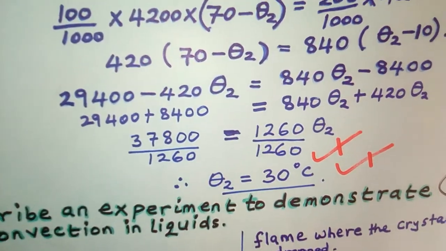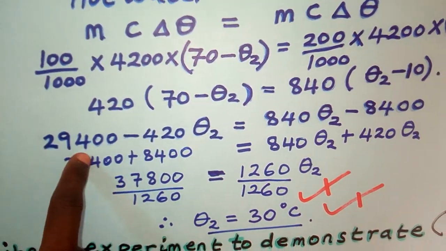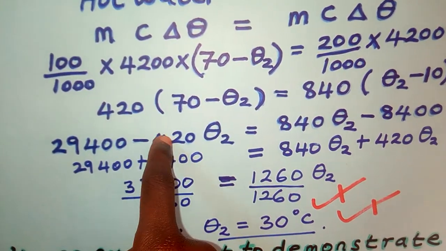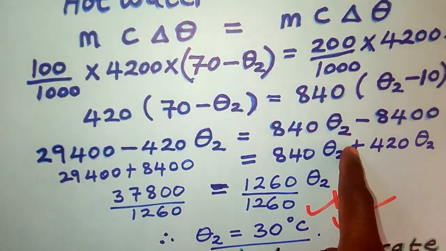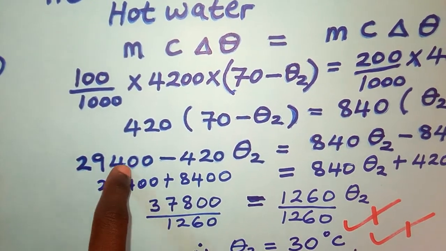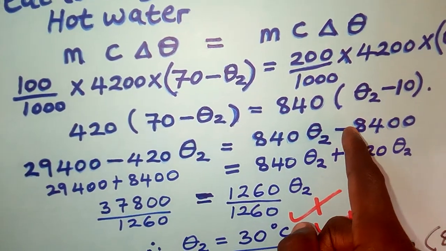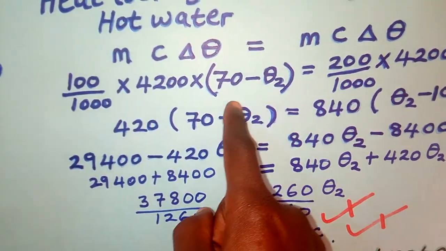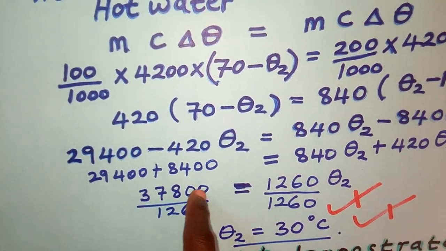Now, when you reach here, you collect the like terms. You can leave the theta 2's this way, then you leave the numbers this way. Now, 420 theta 2 is already here, so you bring the friend. The friend is here. Because here it was negative, when it crosses, it becomes what? Positive. You add. Then this side we have 29,400 already, so you leave it there. But you bring the friend. The friend is here, the number. So here it is negative. When it crosses, it becomes what? Plus. When you add this, you get 37,800.